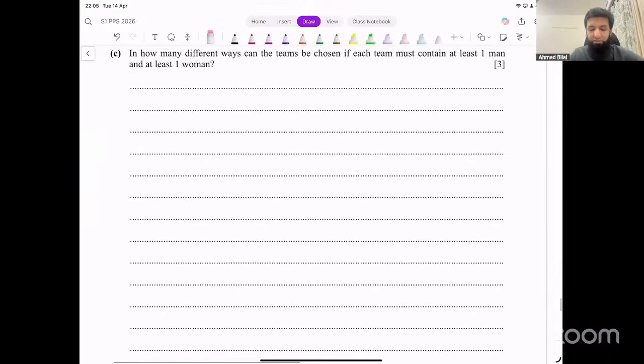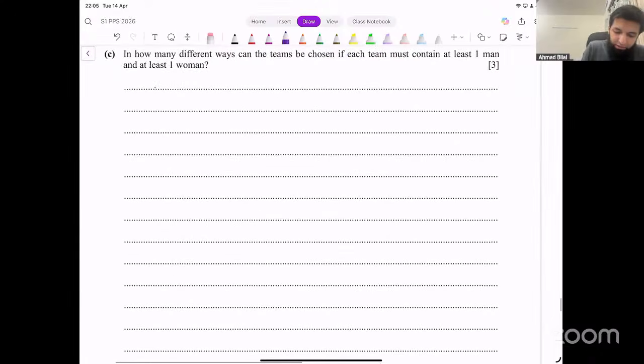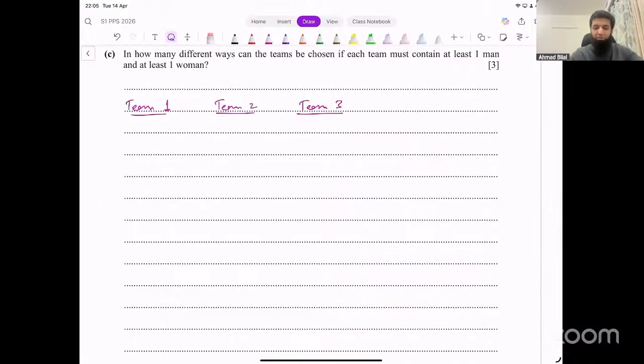In how many different ways can the teams be chosen if each team must contain at least one man and at least one woman? Each team must contain... So how many teams are we selecting? 3 teams of 4 people. Let's write it down like this. We have 3 teams: Team 1, Team 2, Team 3. These are 3 possible teams that we have got. All of them have 4 members. There should be at least one man and at least one woman. That's a condition for each group that we've got.